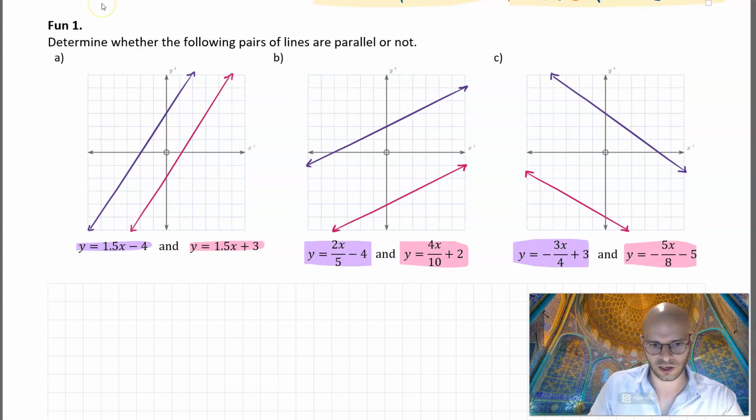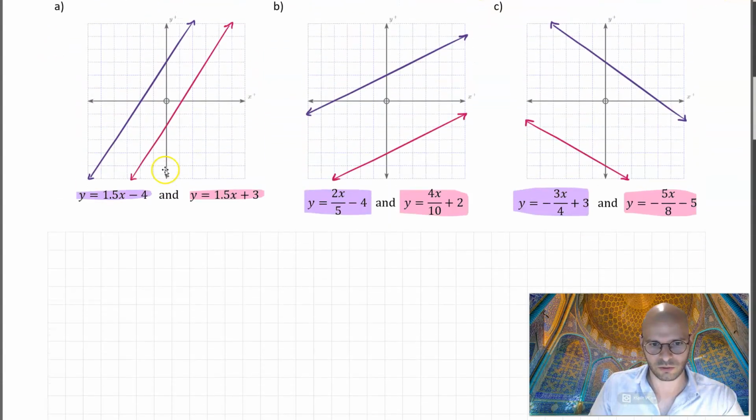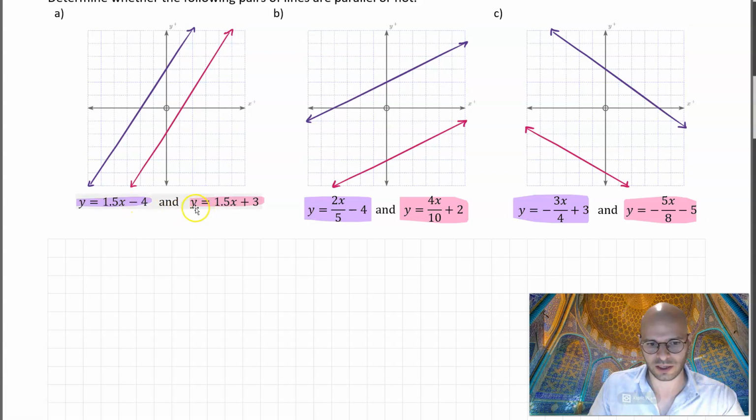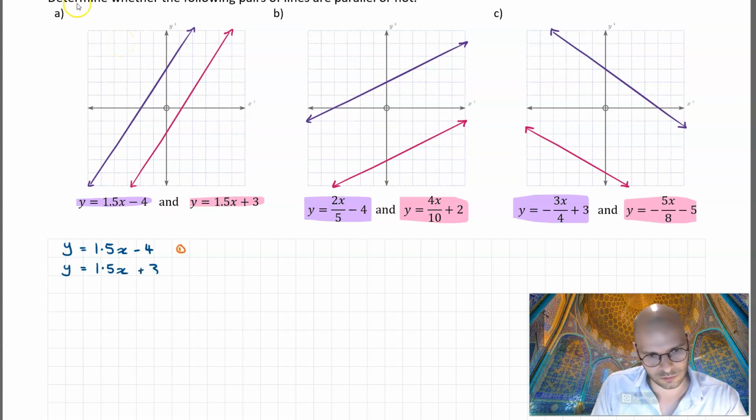Alright, let's have a go. What we can see is that for A, we've got y equals 1.5x minus 4 and y equals 1.5x plus 3. What we should first do is define our equations. y equals 1.5x minus 4 is line 1 and this is line 2.